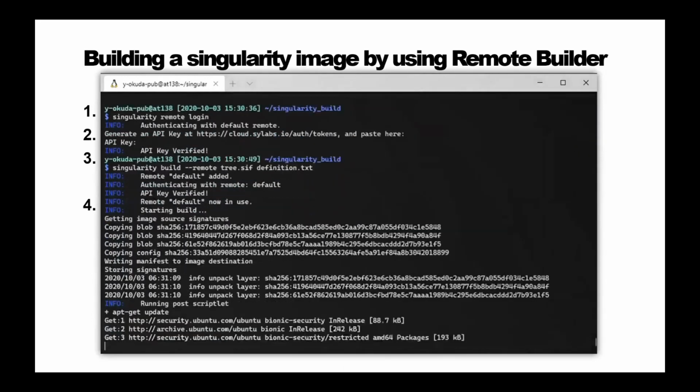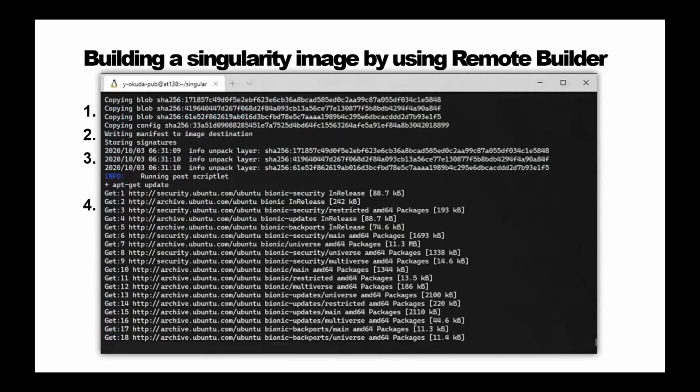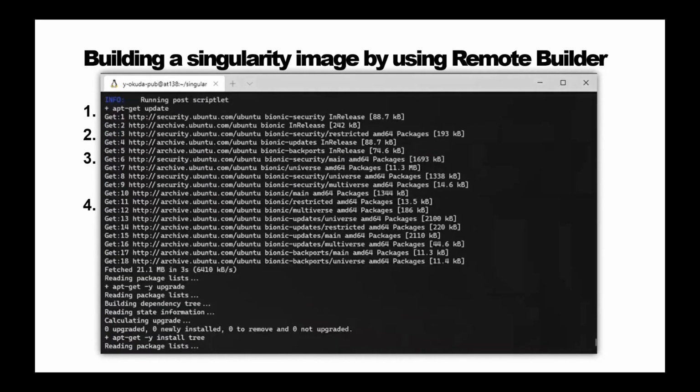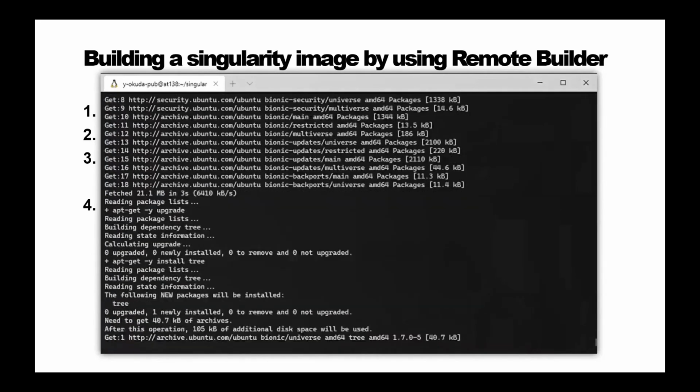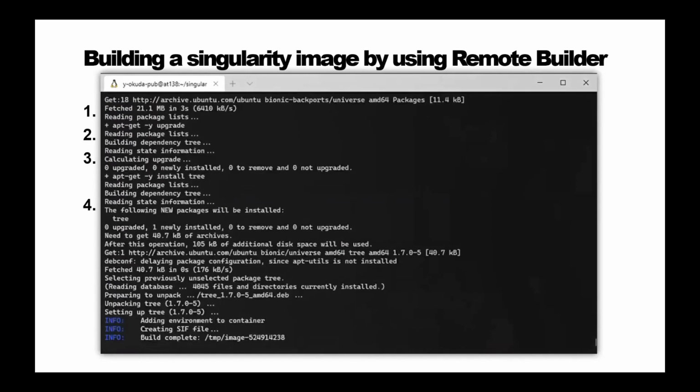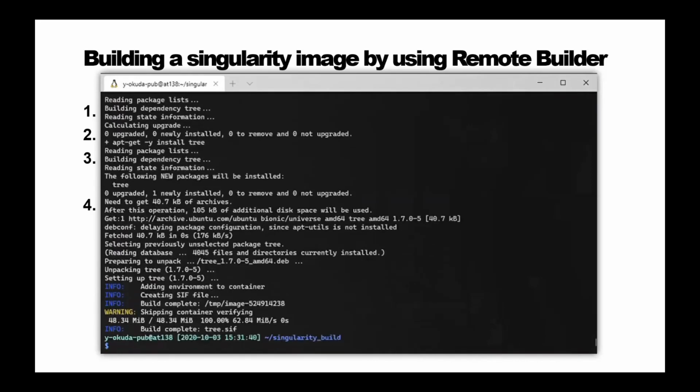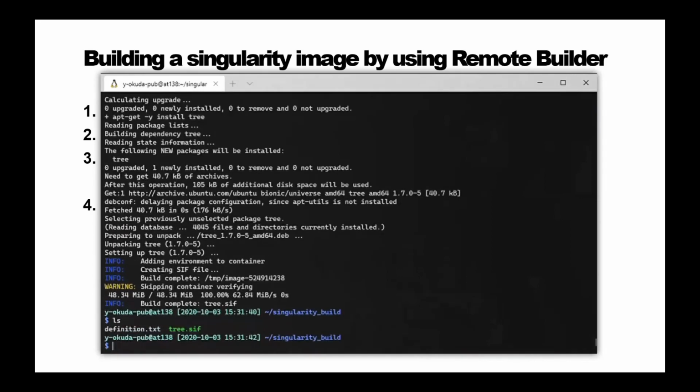The image will be built on the Sylabs server, and the image will be downloaded to the current working directory when the build is completed. Execute the tree command with the built image.